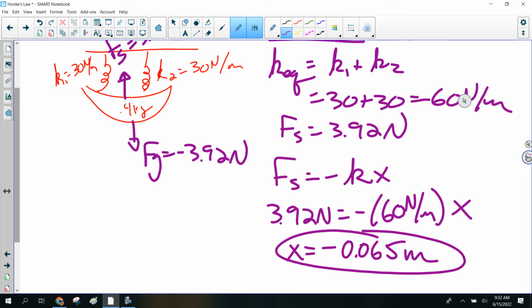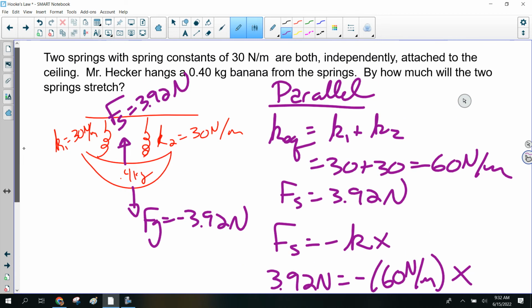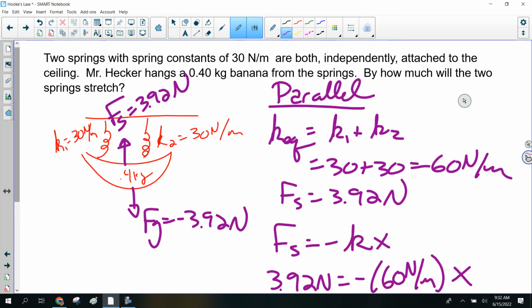Keep in mind that that X value is in addition to the unstretched length of the two springs. All right, so that's how you do it when the springs are connected side by side in parallel. When they're connected end to end, the math is a little bit trickier.